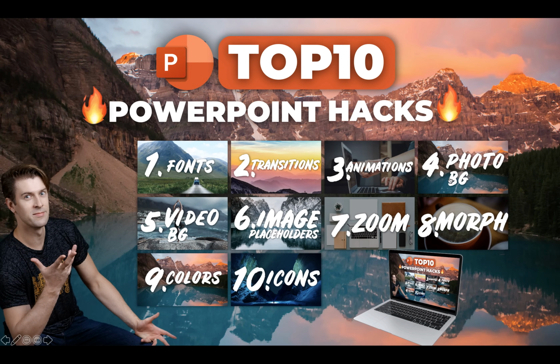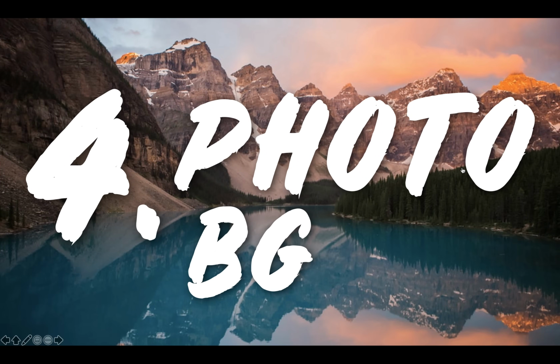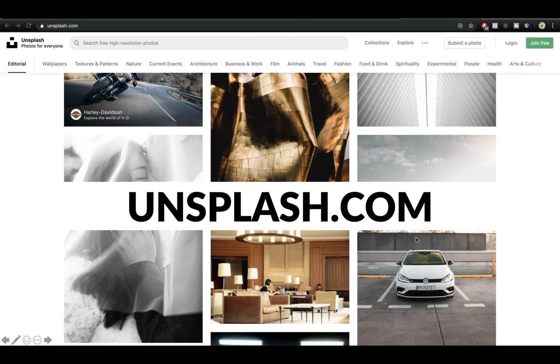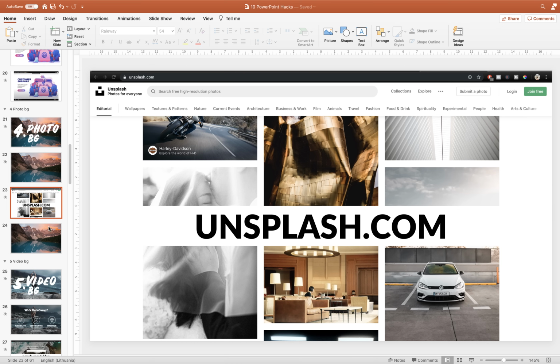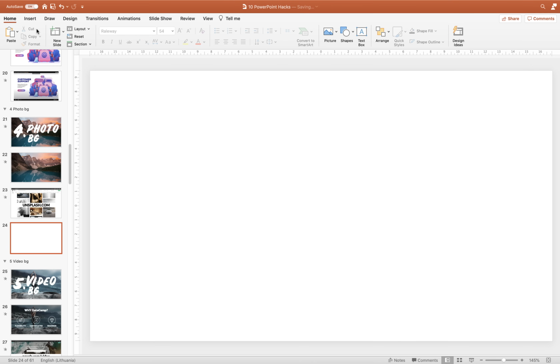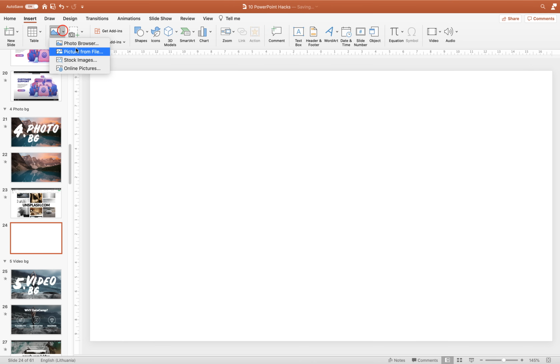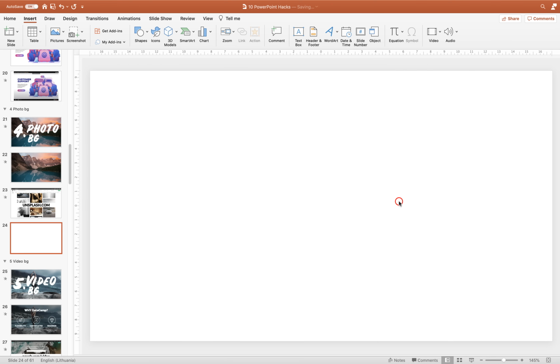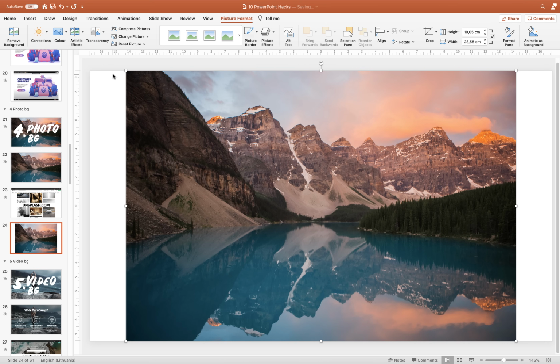Tip number 4, photo background. Let me show you how you can create a full screen photo background that looks something like this. First of all, we need to find a beautiful photo. I'm usually using unsplash.com, and I've already downloaded a nice photo to my computer, so let me find that photo. Let's insert it into a slide, and sometimes your photo will not cover the whole slide, so let me show you how we can fix it.